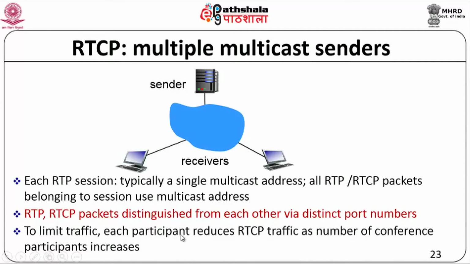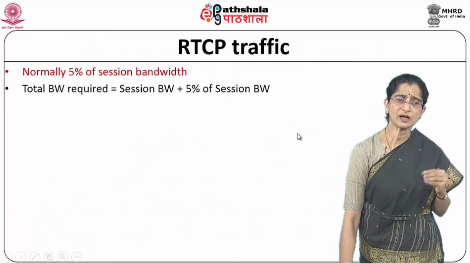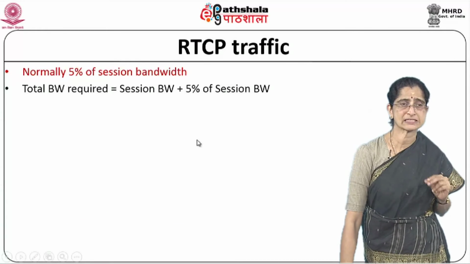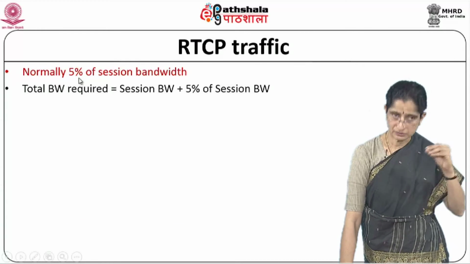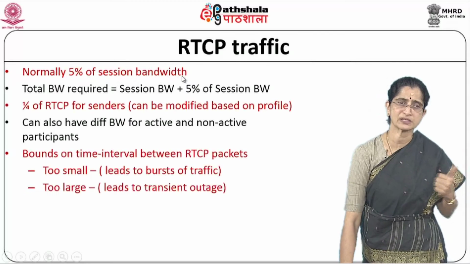But what is also important is that when you have a multicast session, you need to limit the RTCP traffic. Each participant will reduce the RTCP traffic as the number of conference participants increases. We saw this already: there will be multiple RTCP packets sent by different receivers. So we need to look at how RTCP will be able to limit its bandwidth. Each participant should be able to limit the amount of traffic it is sending. So, how does that happen?